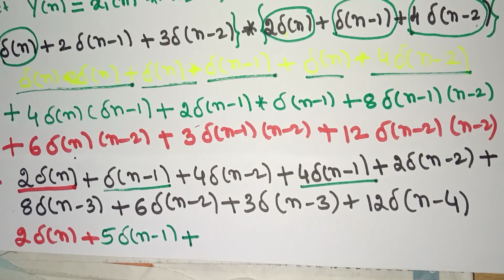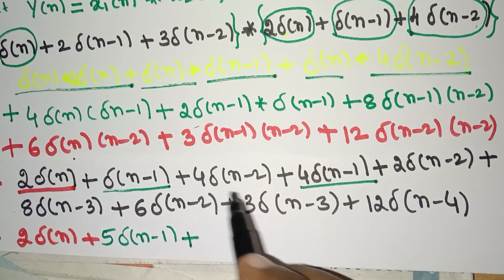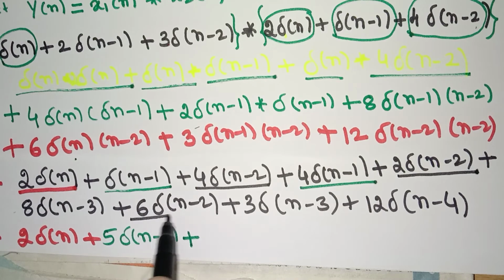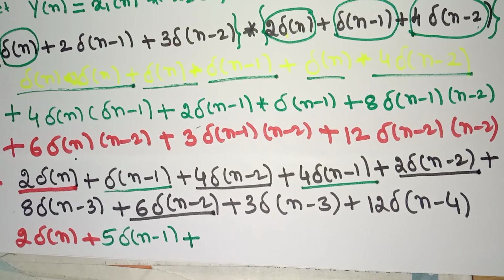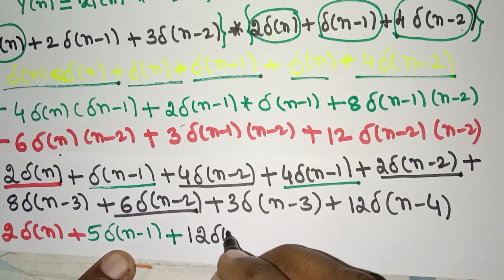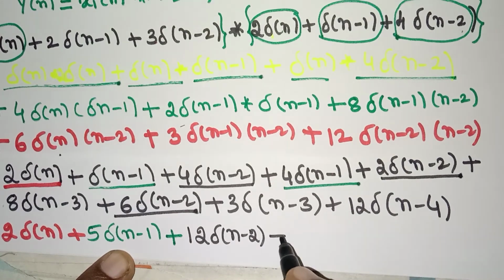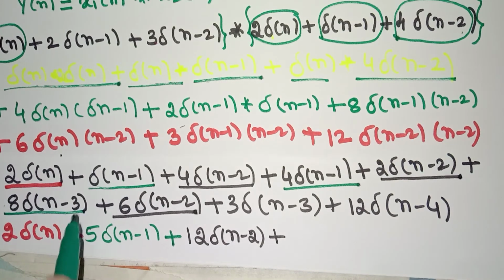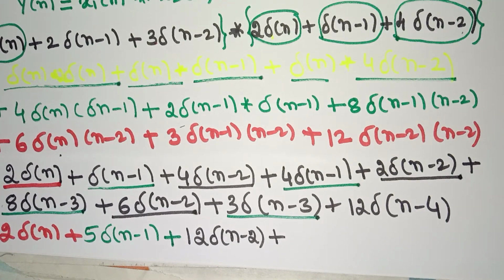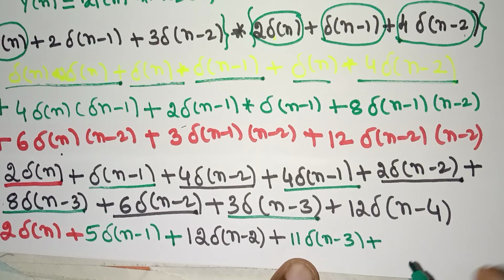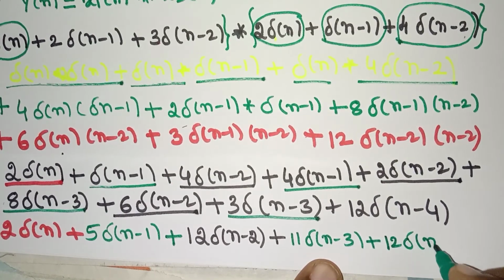Next you come to the delta n minus 2 terms. This is 4 delta n minus 2, this is 2 delta n minus 2, that is 6 delta n minus 2, and 6 plus 6 is 12 delta n minus 2. Similarly, you do for n minus 3 and n minus 4. How many n minus 3 terms are there? 8 delta n minus 3 and 3 delta n minus 3, 8 plus 3 is 11, so 11 delta n minus 3. Then n minus 4, only one term, that is 12 delta n minus 4.